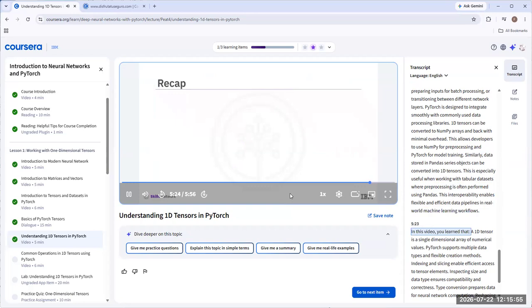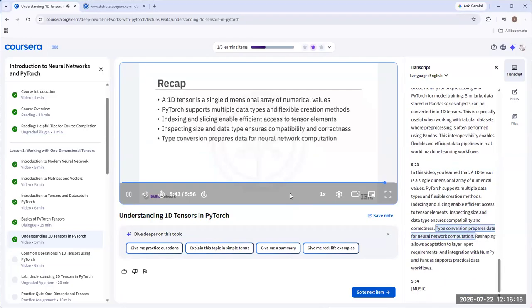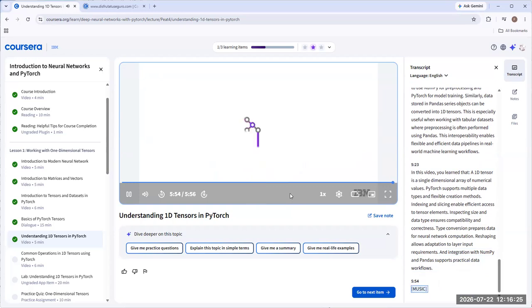In this video, you learned that a 1D tensor is a single-dimensional array of numerical values. PyTorch supports multiple data types and flexible creation methods. Indexing and slicing enable efficient access to tensor elements. Inspecting size and data type ensures compatibility and correctness. Type conversion prepares data for neural network computation. Reshaping allows adaptation to layer input requirements. And integration with NumPy and Pandas supports practical data workflows.